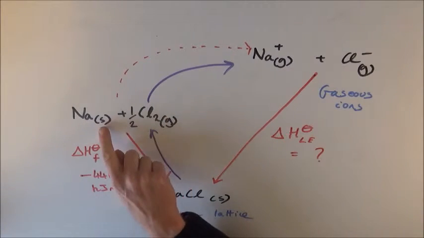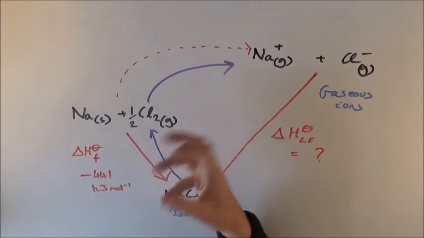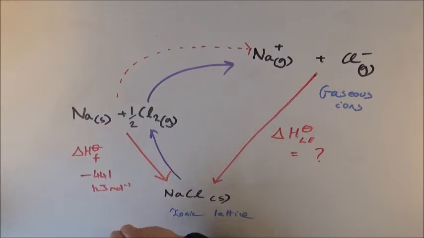To get from the elements to their ions, we've got to make them into atoms, we've got to atomize them, so it's going to be the enthalpy of atomization. We've got to ionize the sodium, so that's going to be the first ionization energy of sodium, and then we've got to add an electron to the chlorine atom to make the chloride ions, so that's the enthalpy change, the first electron affinity.